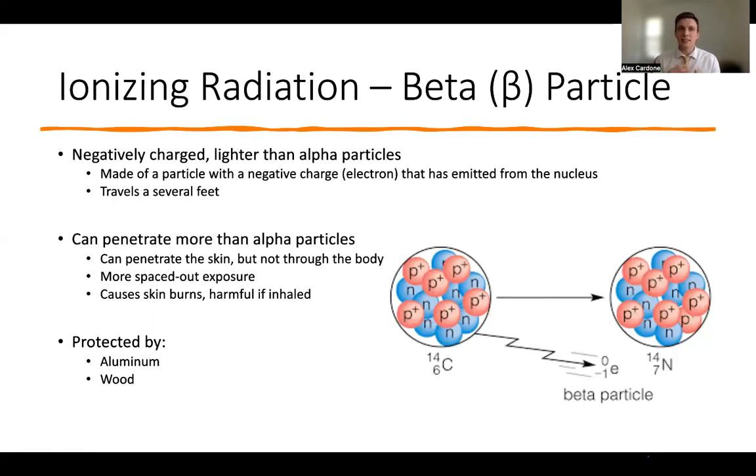Whenever we run into this, it could cause skin burns. It's also harmful if we inhale it because it's able to get past the skin. But for the most part, we can protect ourselves with aluminum, wood, and even sometimes just our clothes can protect us from these beta particles if we were to run into them.